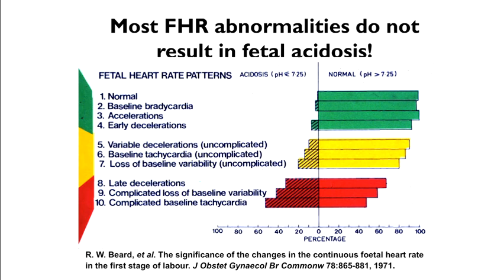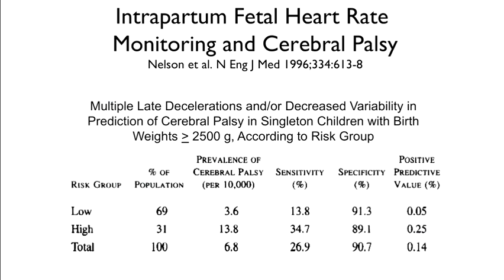And if you do that, you can see that most fetal heart rate abnormalities are not associated with fetal acidosis, and very few of these babies will have fetal acidosis as defined by a pH of 7.0 or 7.05. Even those that are in the red category, the late decelerations and the loss of baseline variability. So therefore, fetal heart rate monitoring is not a good predictor of fetal acidosis.